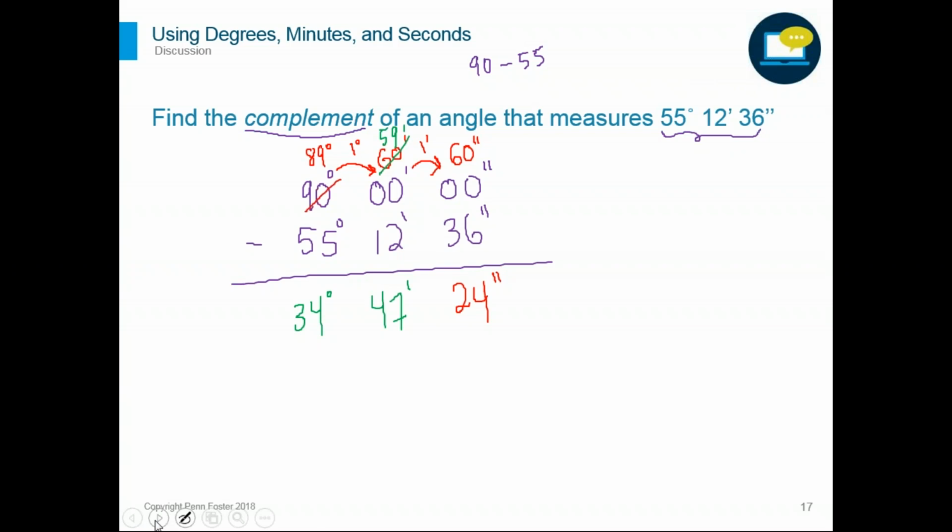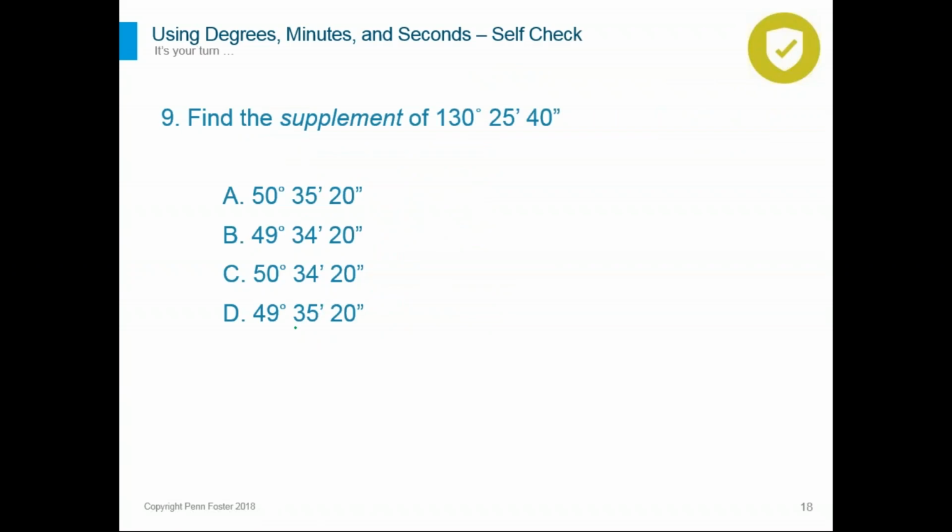So next, let's do the same thing. Find the supplement of 130 degrees, 25 minutes, and 40 seconds. Are we going to use 90 minus or 180 minus? What's the key word in this question? You are able to set up the subtraction vertically, borrow as needed, and do the subtraction.